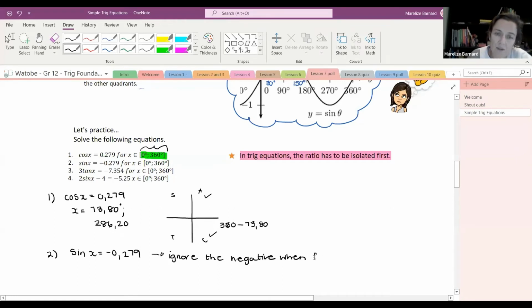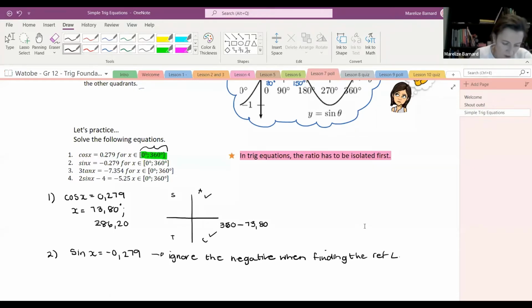When you are finding the reference angle, this acute angle that we find is called the reference angle. It's the first value that we get that takes on this number.